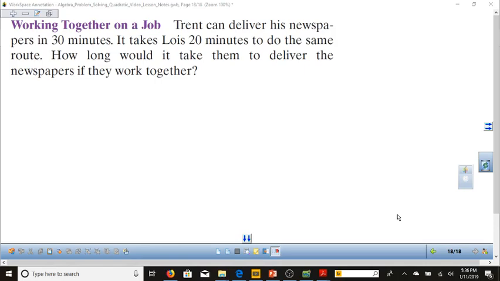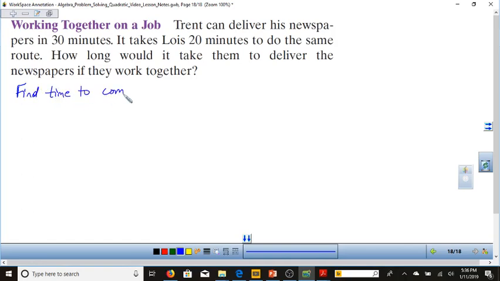So once we read the question through, we say, okay, they're asking how long it takes for them to work together to complete this job. I recommend you reread the problem to make sure we have a clear understanding. So we say, find the time to complete the job together. And we're going to call that T.